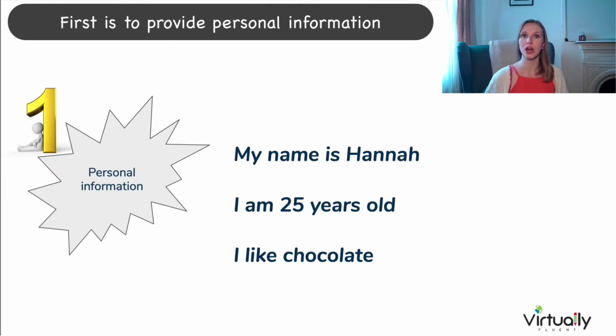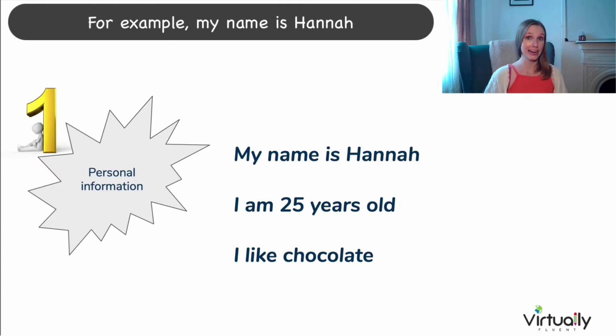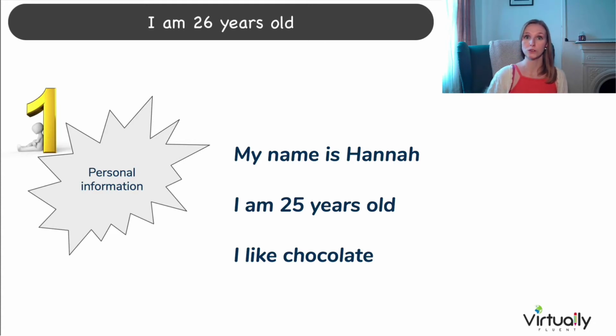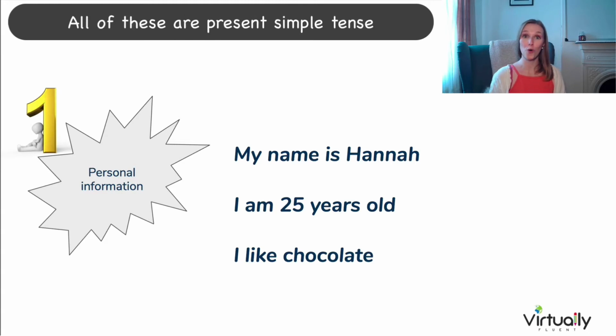First is to provide personal information. For example, my name is Hannah. I am 26 years old. I like chocolate. All of these are present simple tense.